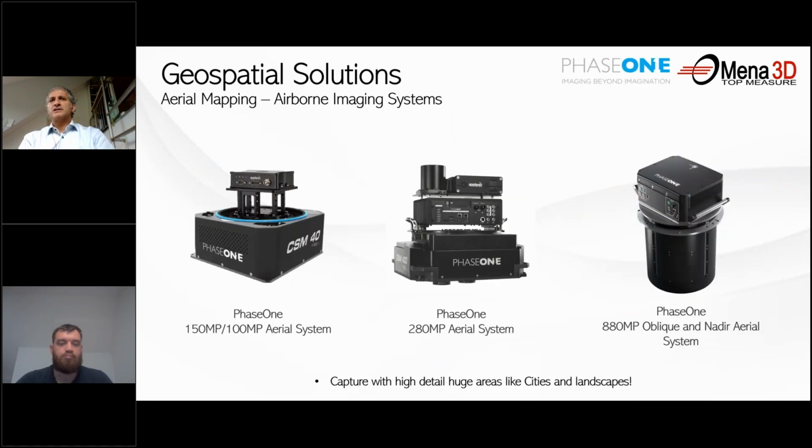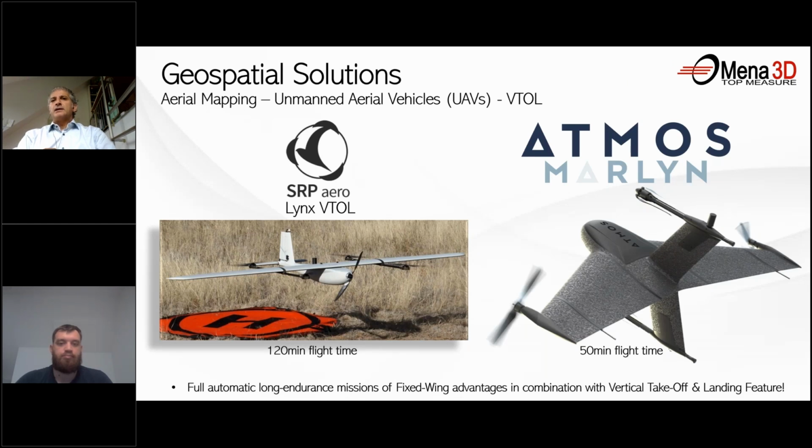With PhaseOne, we are offering the airborne imaging system for aerial mapping. If customers are not interested in the LiDAR sensor, with Riegl, we can offer with PhaseOne only the airborne imaging system. And with PhaseOne, you have up to 880 megapixels oblique and nadir aerial system, but also 280 megapixels aerial system to be mounted on aircraft. Aerial mapping and UAV, mainly the VTOL, especially VTOL, is a very important product, which is offering a longer flight time. Up to 2 hours, we can offer a VTOL system covering a larger area.